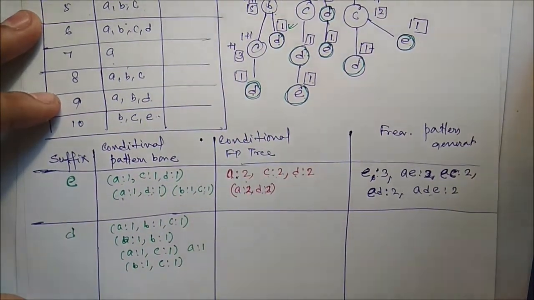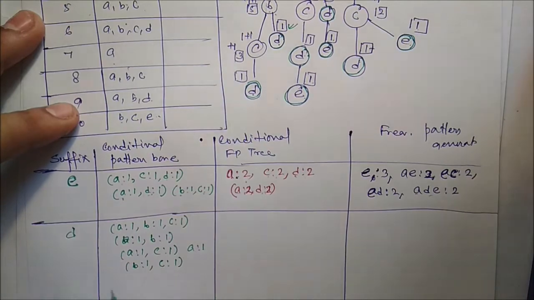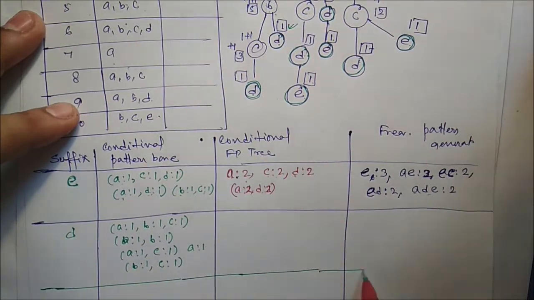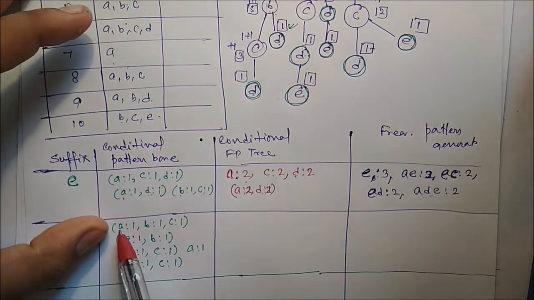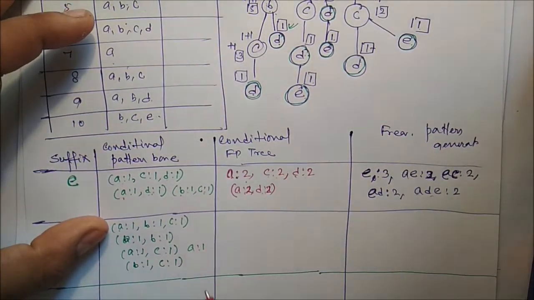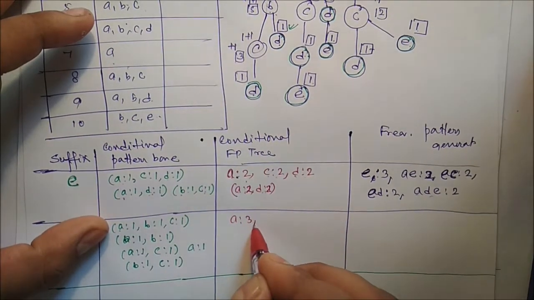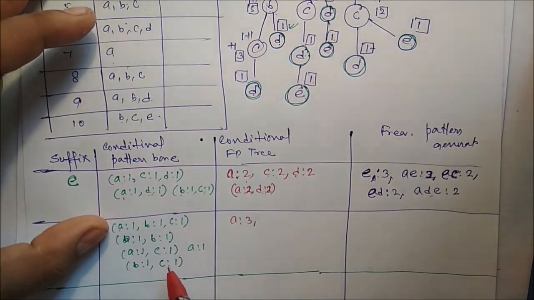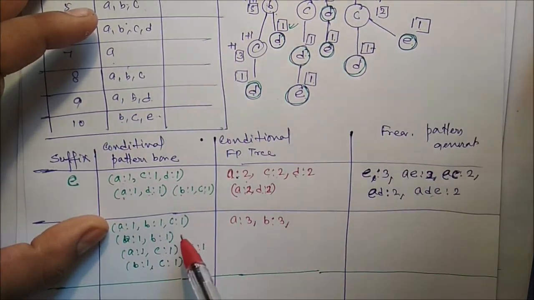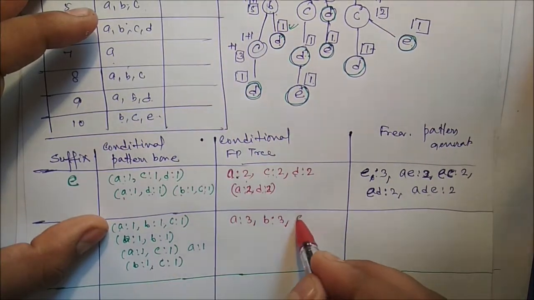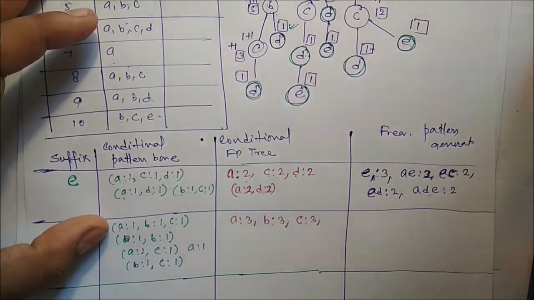Okay, now from this information we can get the conditional FP tree and frequency pattern generator. Now we can see how many times A are there. So A 1, 2, 3 times. So we can write A 3. How many times B are there? So 1, 2, 3. So B 3 times. How many times C are there? 1, 2, 3. 3 times.